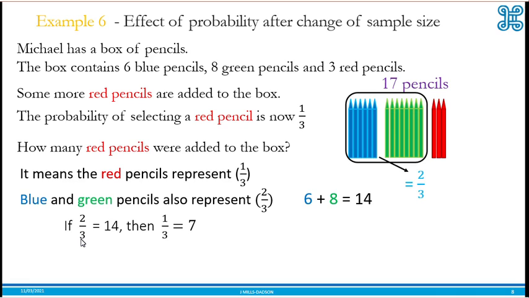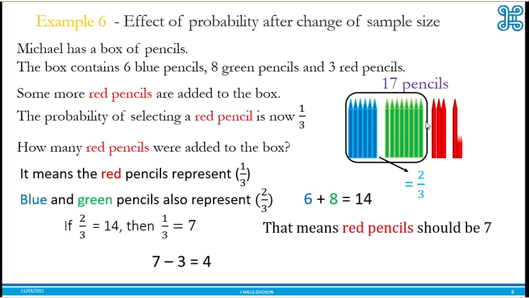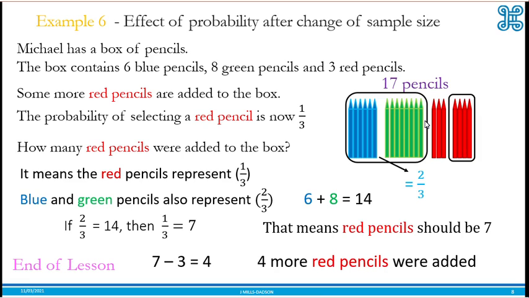Now ask yourself, if 2/3 represents 14, then a third is 7, because 2/3 is 2 lots of a third. So 1/3 will have to be 7. So red must now be 7, but you now have 3. To work out how many more you need to add, you need to take away 3 from 7, and that means we need to add 4 more red pencils.